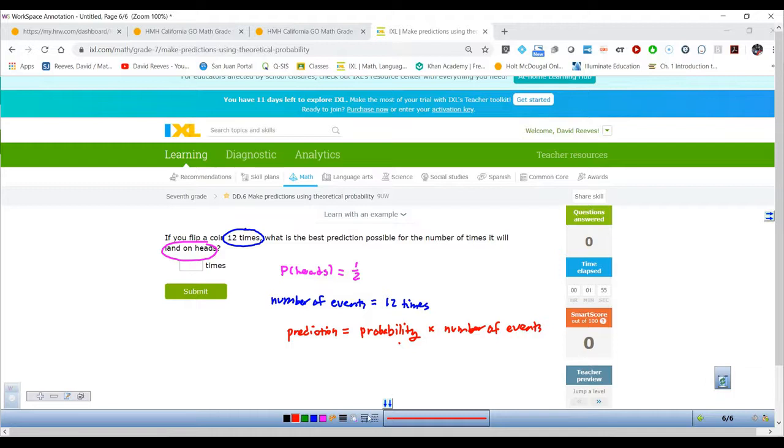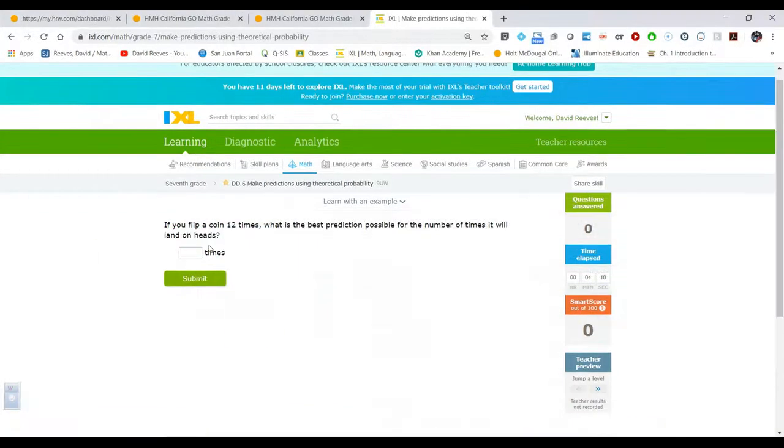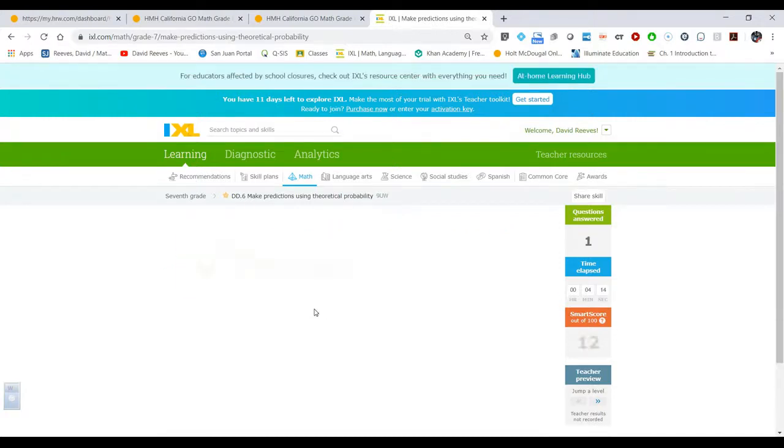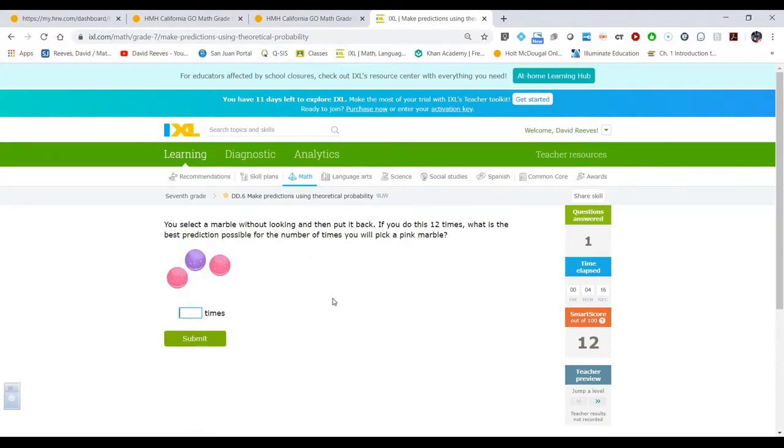Okay, so here we go. So what was the probability? The probability of getting heads was 1/2. How many times is this event occurring? 12 times. And so the answer is 6, right? Which should make sense because we get heads half the time, or approximately half the time. At least that's what the theory says, right? And half of 12 is 6. So let's go ahead and put that answer in. And let's take a look at the next problem.